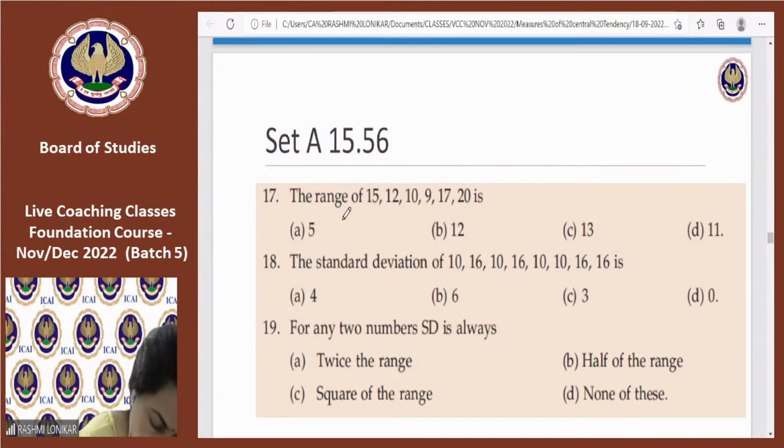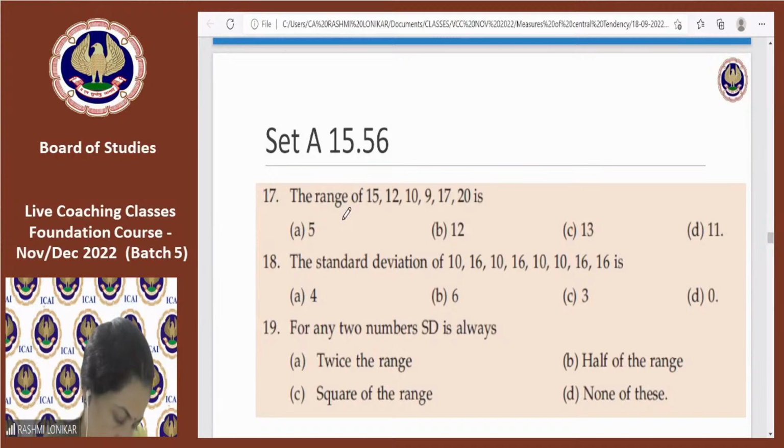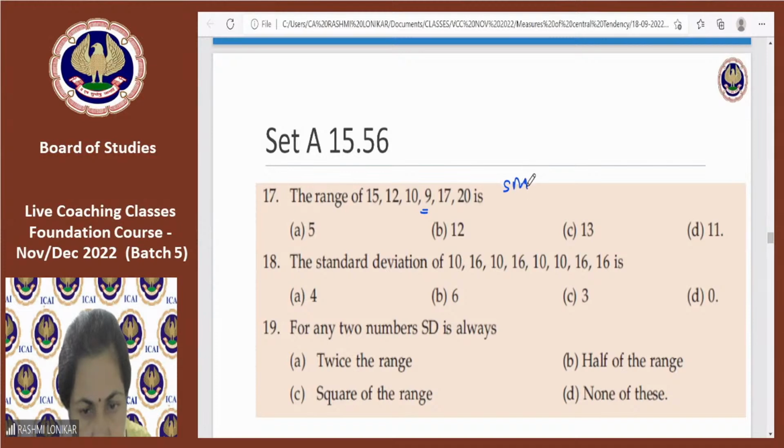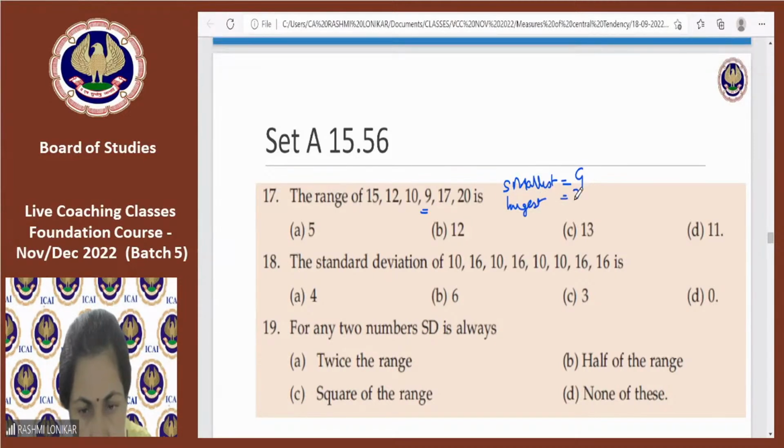Excellent, Ishan, Rohini, Vibhu, Vaishnav, Chanda. Neha, how did you get 12? What is the smallest number? Smallest number is 9. Largest is 20. So 20 minus 9 is 11. So D will be the correct one.